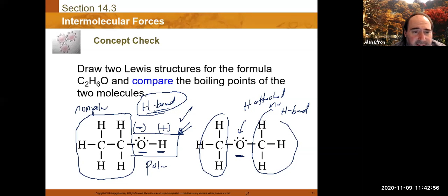That's almost a safe bet. If you got something with hydrogen bonding, pick it as your highest boiling point out of them all 99% of the time. Any questions on that too?